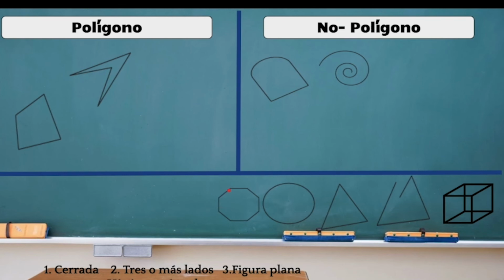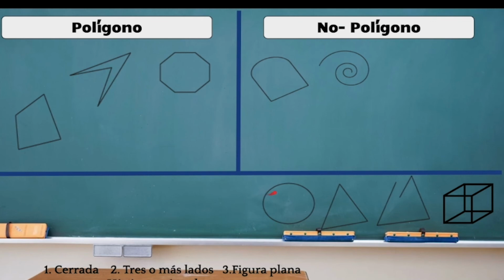Tenemos esta figura con 1, 2, 3, 4, 5, 6, 7, 8 lados. ¿Son rectos? Sí. ¿Tiene vértices y ángulos? También. ¿No tiene curvas? No. ¿Y es figura plana? Perfecto. ¿Está cerrado? Sí. Polígono. Muy fácil.